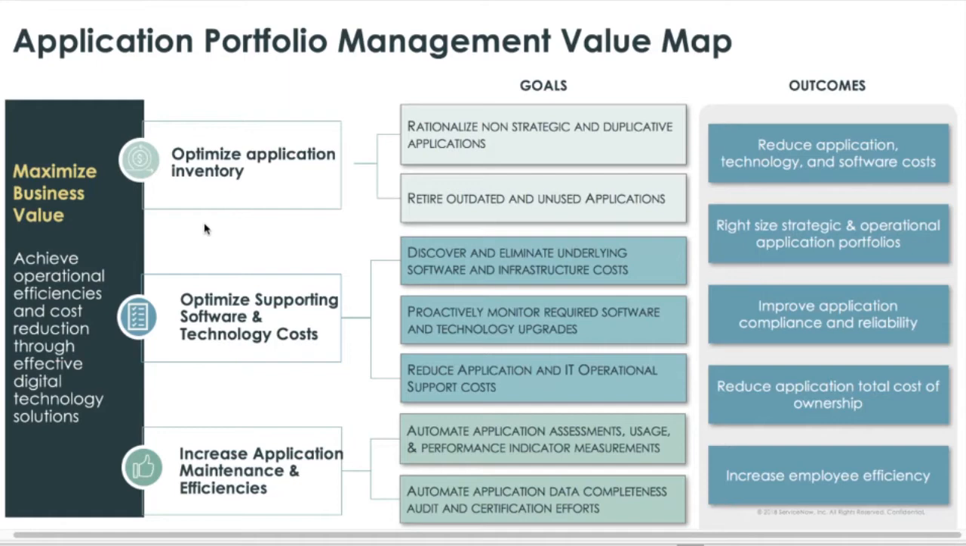The next area here is optimizing the supporting software and technology costs. So one thing that's really key here with the application portfolio management is not only can you right size and or reduce the number of applications, but you have the underlying costs and infrastructure as it relates to software and technology. So by eliminating those applications, as we can see here from a goals perspective, we can discover and eliminate any underlying software and infrastructure costs. So it's an opportunity to make sure that when we're retiring that application, that we're retiring the infrastructure and the software associated with it.